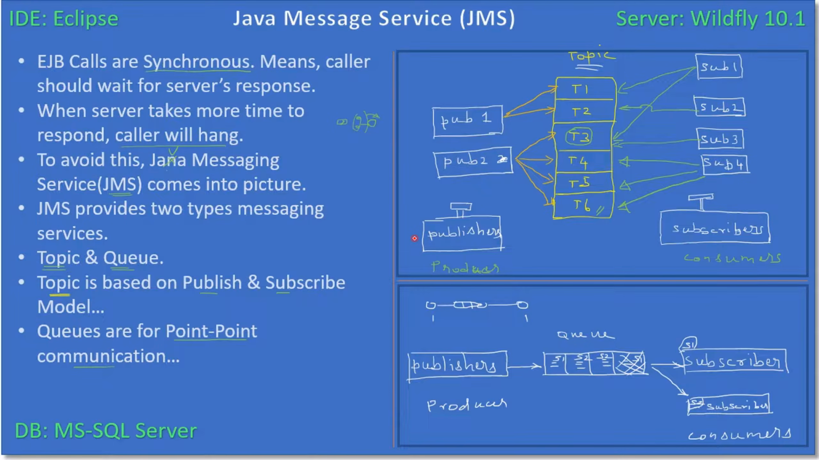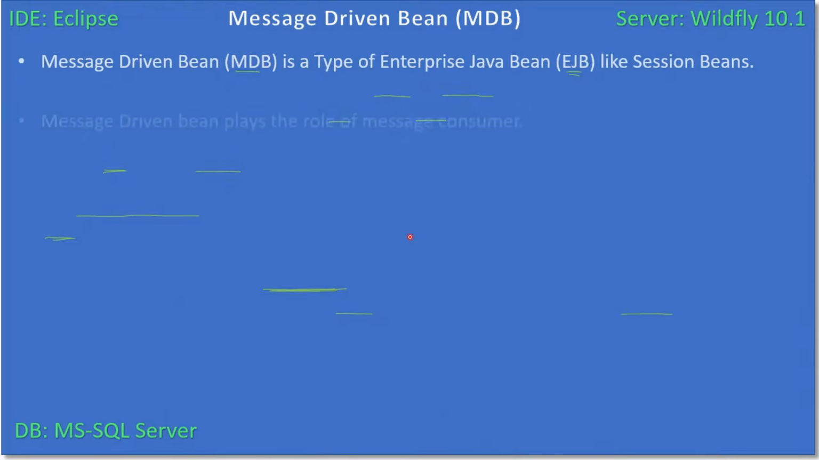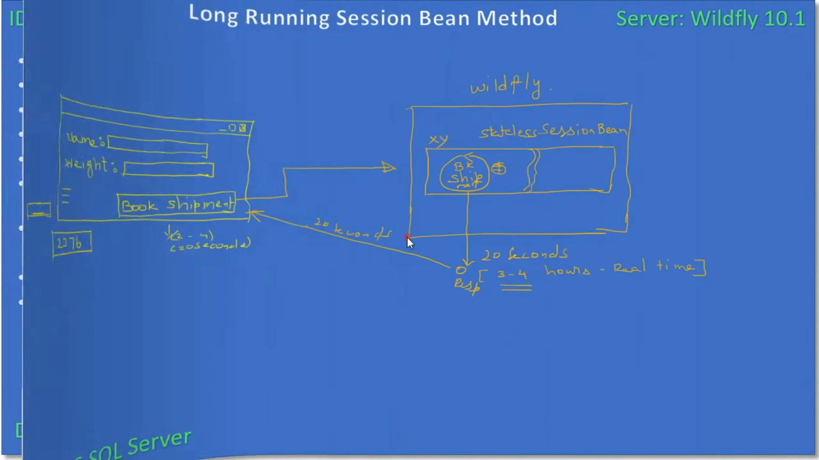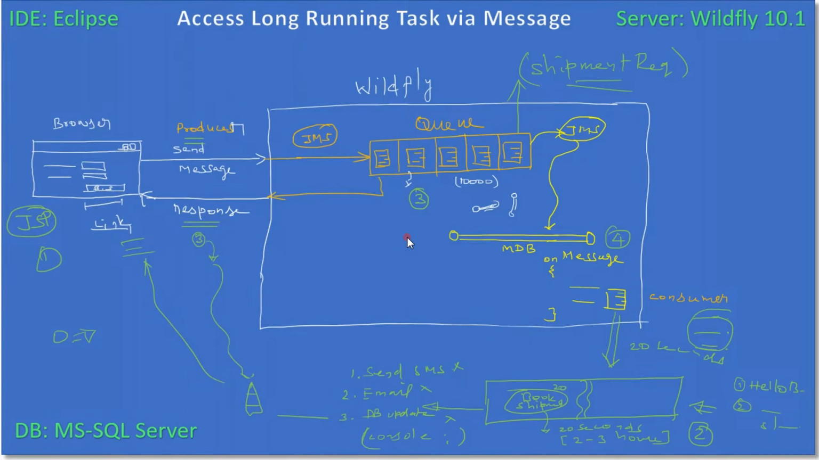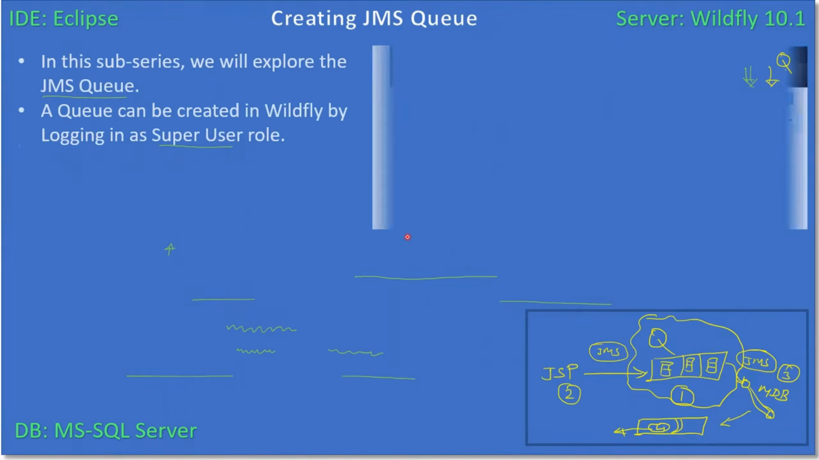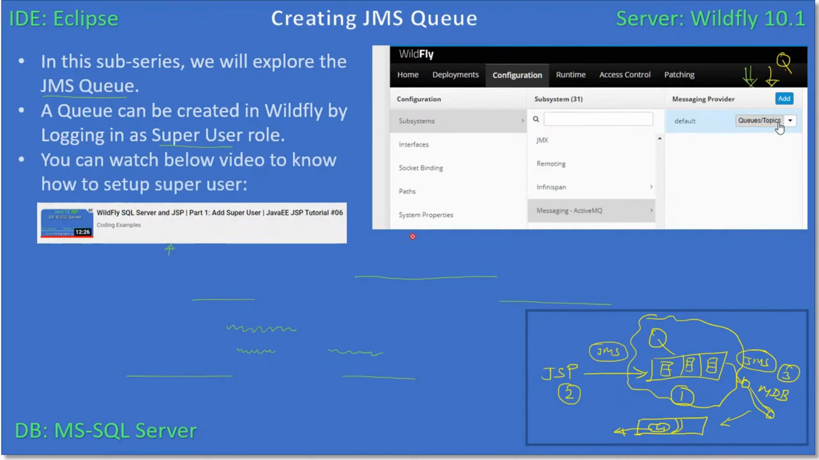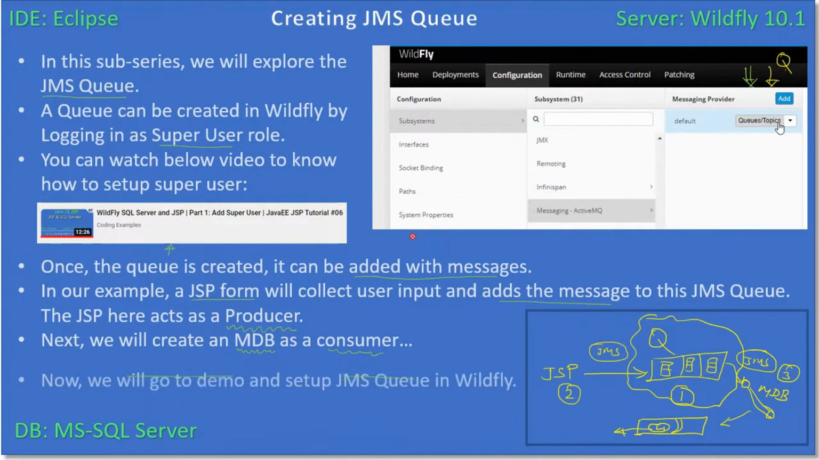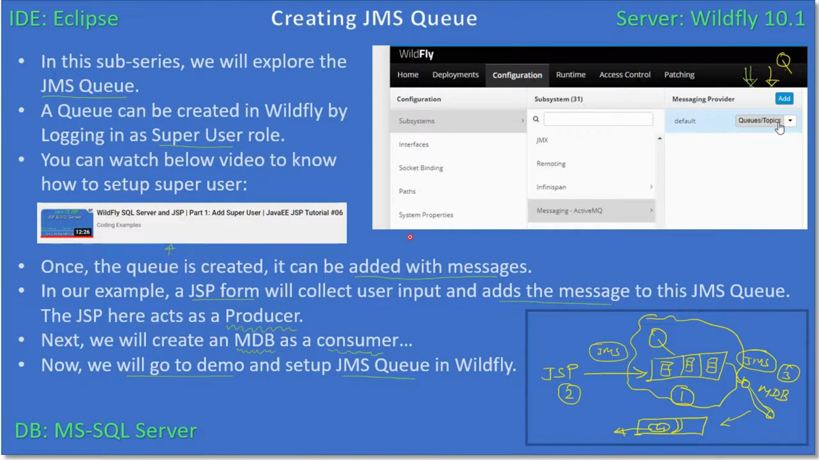These are all the slide decks from our previous videos on this subseries. In the last video, we created the JMS queue. The queue name is free shipment request queue.